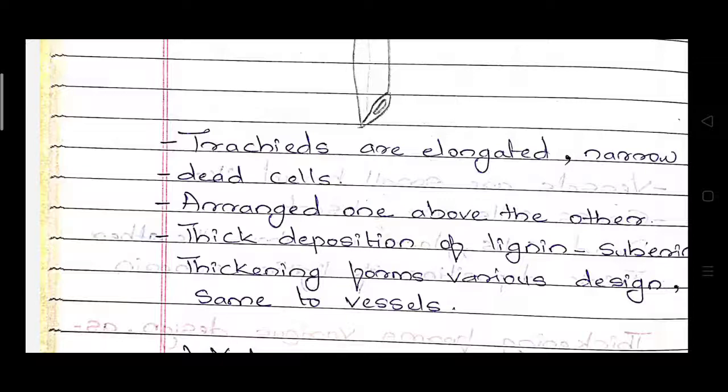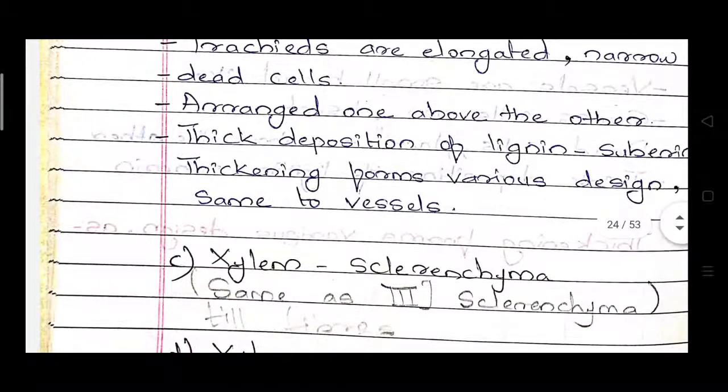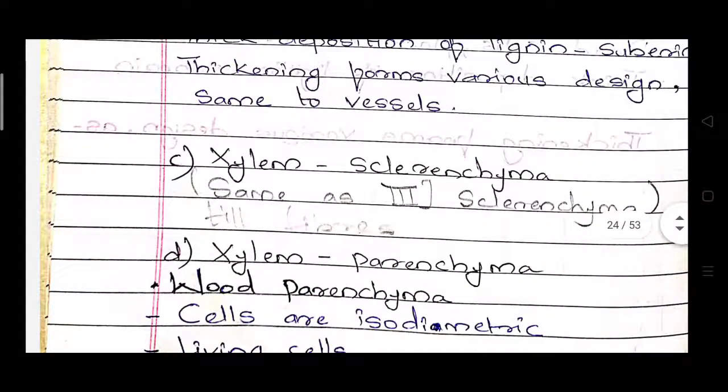As you saw in the vessels, there are different designs like scalariform vessels, pitted vessels, bordered pitted vessels, and spiral vessels. In a similar way, in the tracheid, the same designs will be observed in the thickenings of lignin and suberin.